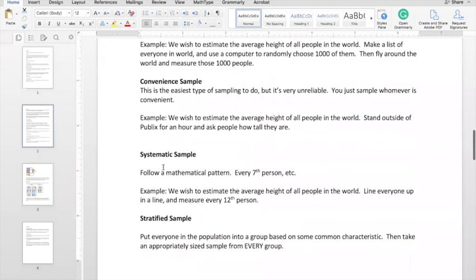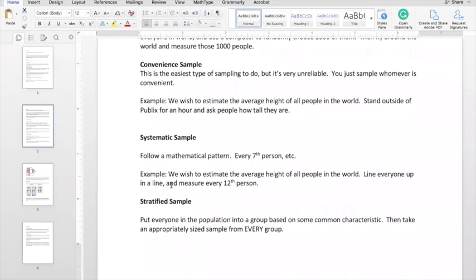A systematic sample is you follow some kind of mathematical pattern. Let's say we wanted to calculate average GPA on Valencia campus. So we stand in one spot and we talk to every 7th person that walks by. Or we get everybody's ID, and you guys have an ID number, your VID. We talk to everybody whose VID ends in 3. We're following a mathematical pattern. That's called a systematic sample. You're following a system.